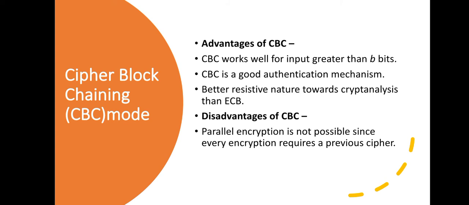Disadvantage of cipher block chaining. Parallel encryption is not possible here, since every encryption requires a previous cipher. Yeah, because there is an association or dependency between every level, because as we have seen, we are using the first block cipher as an input for the second block as an initialization vector, so dependency is there.